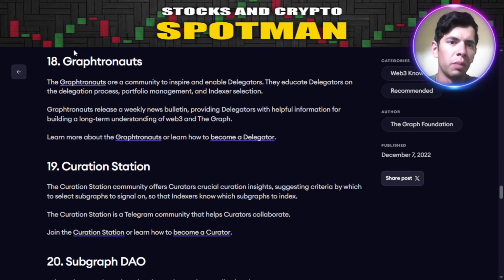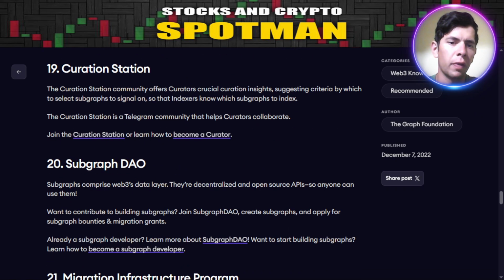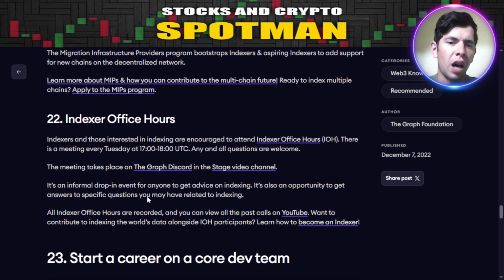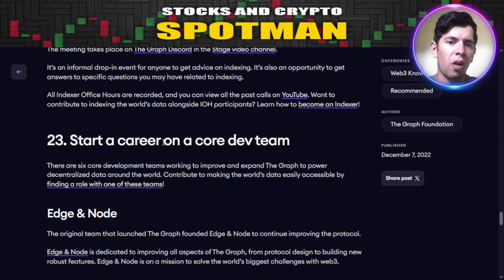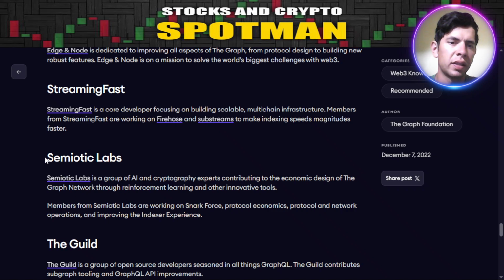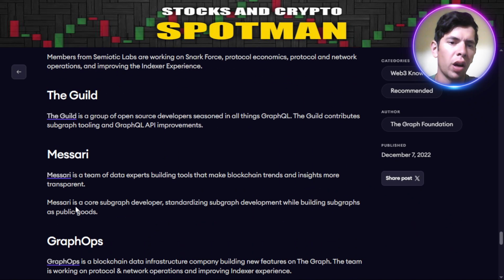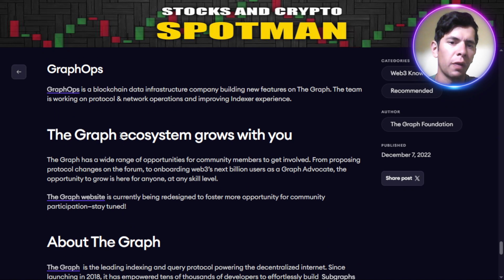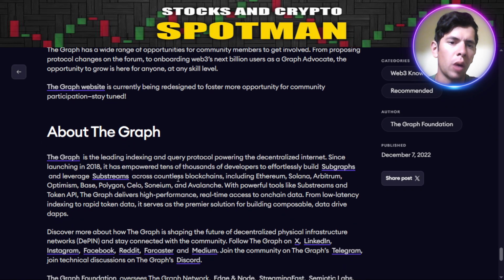Graphtronauts Momentum, Graphtronauts, yes, Creation Station, Subgraph DAO, migration infrastructure program, indexer office hours, Starter Kit, core dev team, Edge & Node, Streaming Fast, Semiotic Labs, The Guild, measuring Graph Ops, here The Graph ecosystem, Graph with you about The Graph.